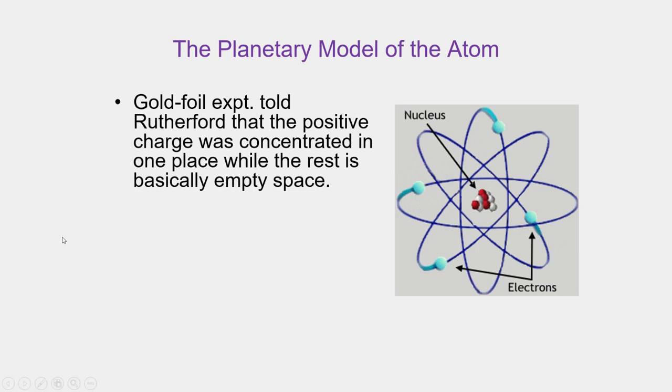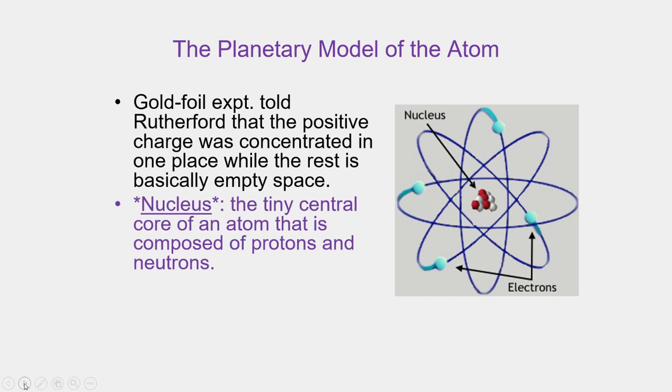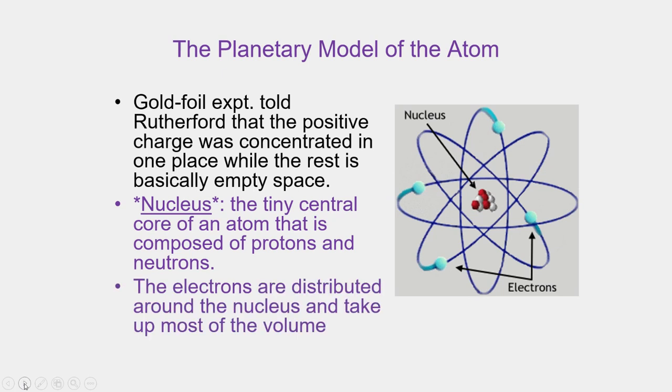And so what he discovered from that is that there must be something at the center of the atom that is positively charged. That's why it deflected the positively charged alpha particles, but the rest of the atom must be empty space. He called that concentrated area of positive charge the nucleus. The nucleus is that tiny central core of the atom that is composed of the protons and the neutrons. And then he said that the electrons must just be distributed around the nucleus, and they're going to take up most of the volume.